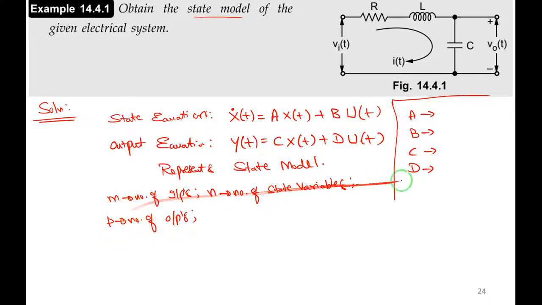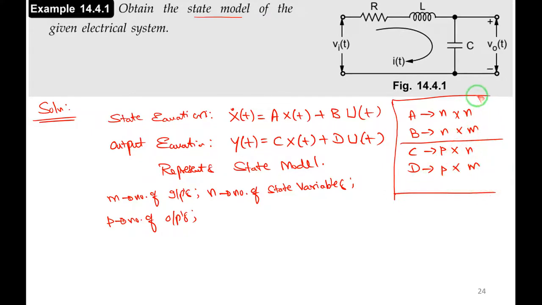M, N, P. C and D are related to the output equation, so P cross something. A and B represent the state equation, and N is the number of state variables, so for state equations N cross something, and for the output equation P cross something. So I'll write N cross M. I hope you are getting what I have written here. Now, okay, this is the basics. If I understand this, then I can solve this problem very easily.